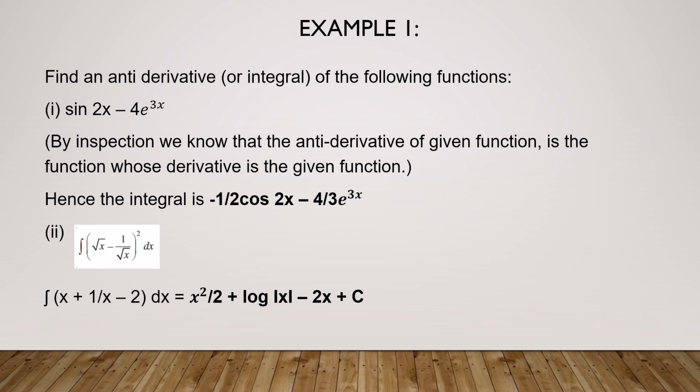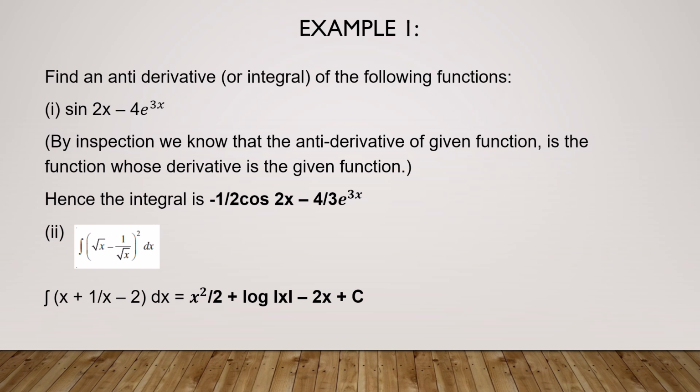Now you know the derivative of cos is minus sine, correct? And if you have cos 2x, then its derivative will be minus sine 2x into 2. So to get sine 2x from that, you have to divide by minus half. So this is the first term. For the second term, minus 4 e raised to 3x: you know that the derivative of e raised to 3x is e raised to 3x into 3. So if I want just e raised to 3x, I have to divide by 3.